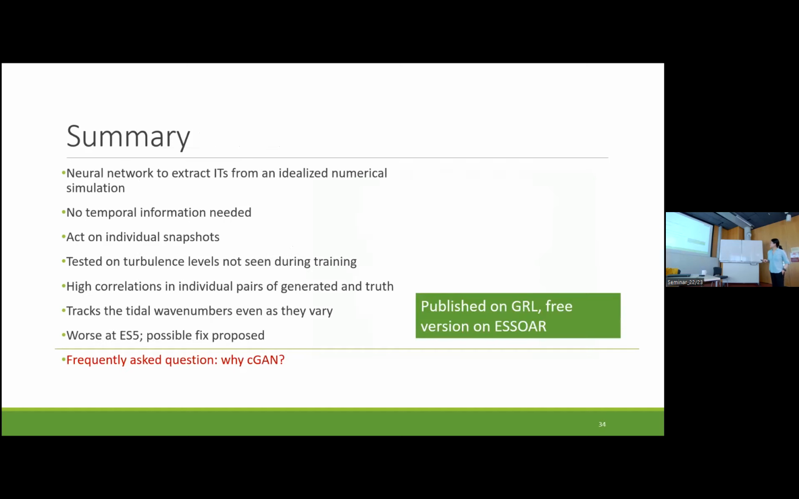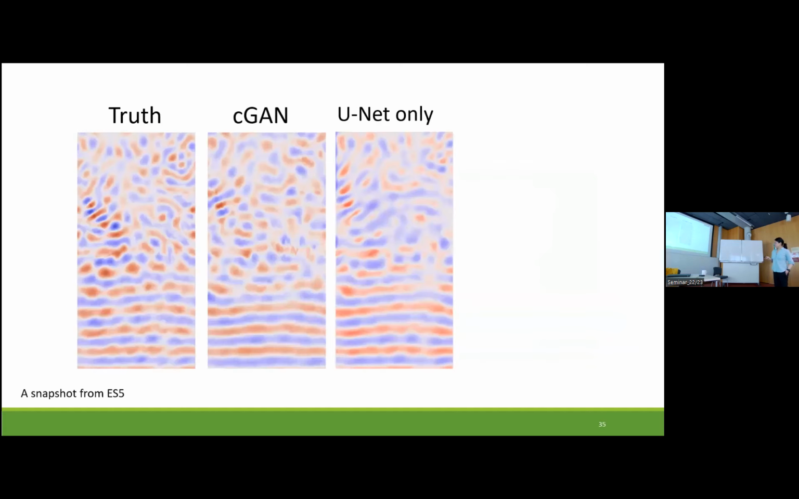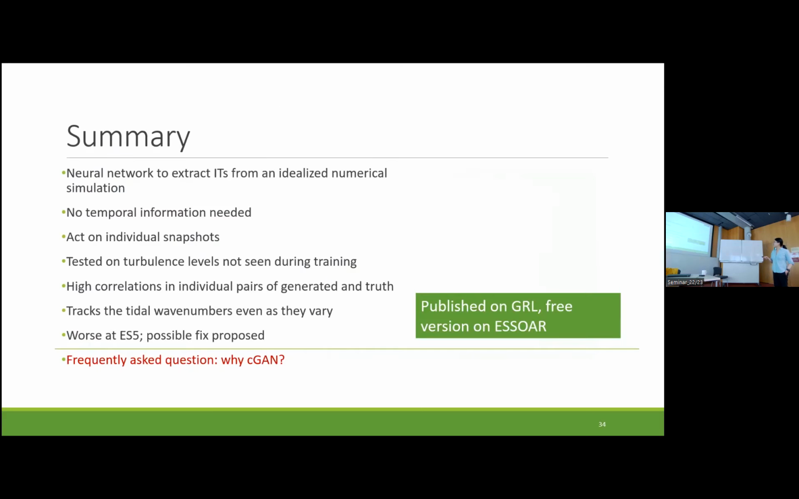So in summary, this part of the work has been published in GRL, and there's a free version too, and the title is the same as my talk. In summary, we train a neural network to extract internal tides from idealized numerical simulation, and in contrast to harmonic fitting methods, we don't need any temporal information, and it's acting on individual snapshots and trying to extract the signals in a deterministic manner. And it's tested on turbulence levels that it hadn't seen during the training phase.